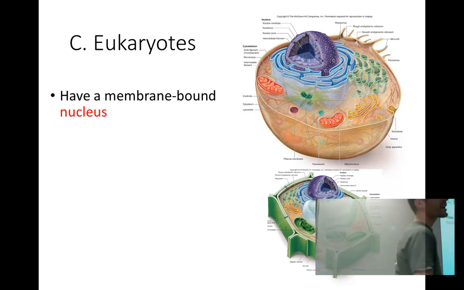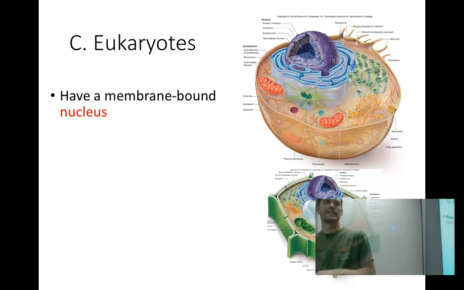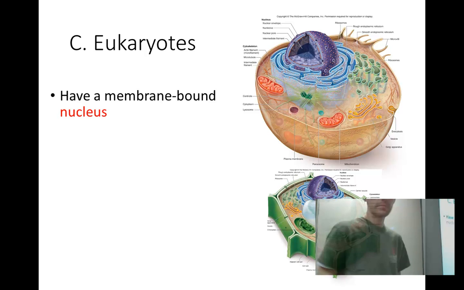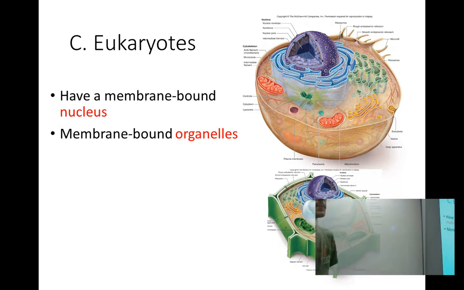Okay? Eukaryotes, on the other hand, have a membrane-bound nucleus, so a membrane made of phospholipids, and it holds the DNA. It also has membrane-bound organelles. Not all of them are membrane-bound, but it does have them. It also has a cytoskeleton.